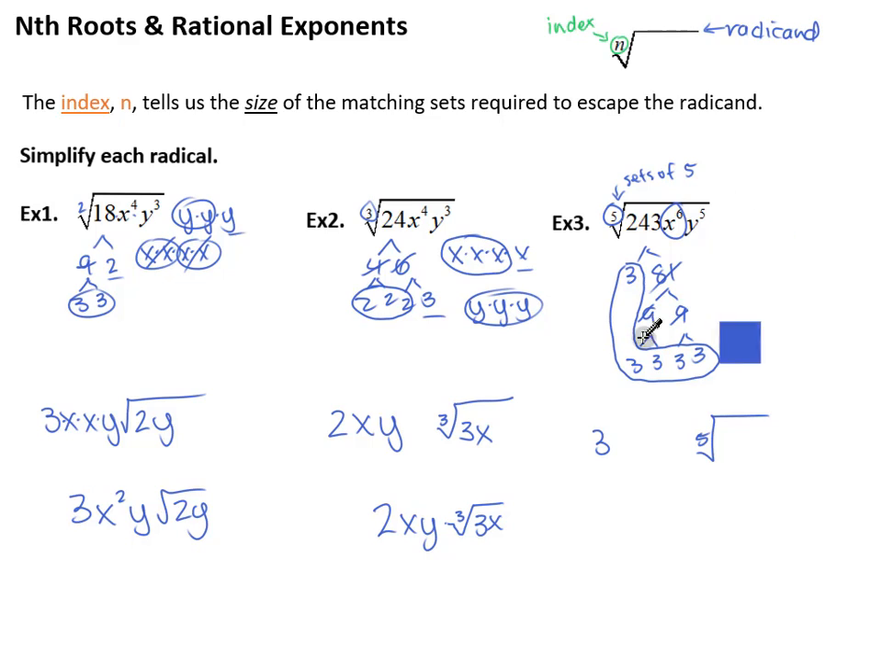Okay, if we have 6 x's though, that would be one set of 5 with one left over. Hopefully I didn't lose anybody by not drawing the visual initially. If there's 6 of them, take out one set of 5, that's this x, and then the one left over is in there. With y to the 5th, we can take out exactly one y, and there'd be no y's left over. 3xy times the 5th root of x.